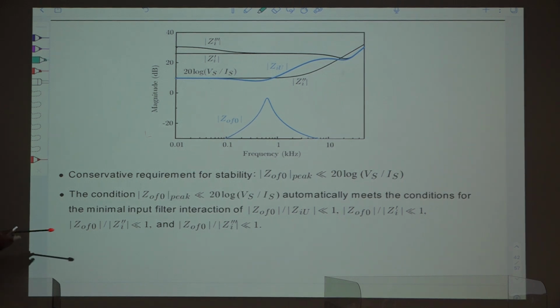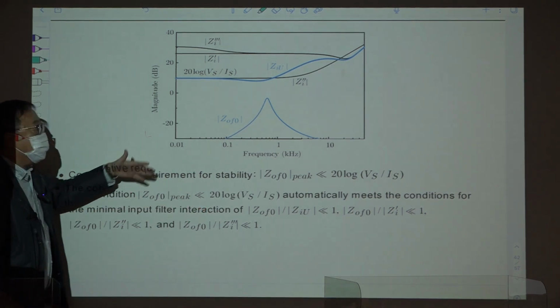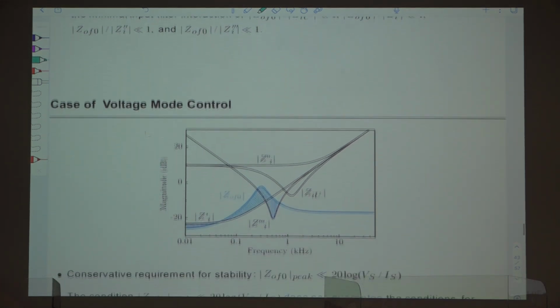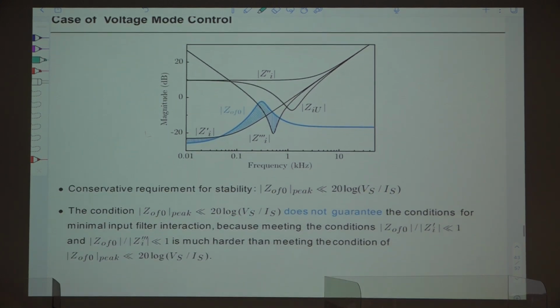If you meet this condition, then your converter remains the same as in the uncoupled condition. That is, again, a benefit of current mode control. So current mode control improves the input filter interaction property of this converter. Again, there is one benefit of current mode control. Okay, maybe it is interesting to compare this case with the voltage mode control case, which is shown here.